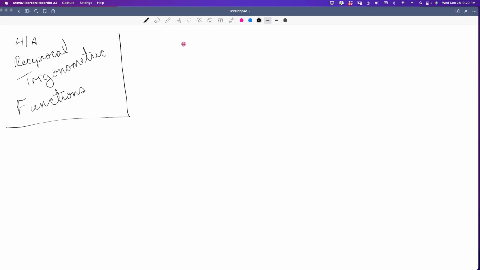So for cosine, let's say we have the cosine of theta, just whatever degree that is. The reciprocal for that would be 1 over the cosine of theta. The name of that reciprocal is called a secant. So that would be sec of theta. So the reciprocal of cosine of theta is the secant of theta.